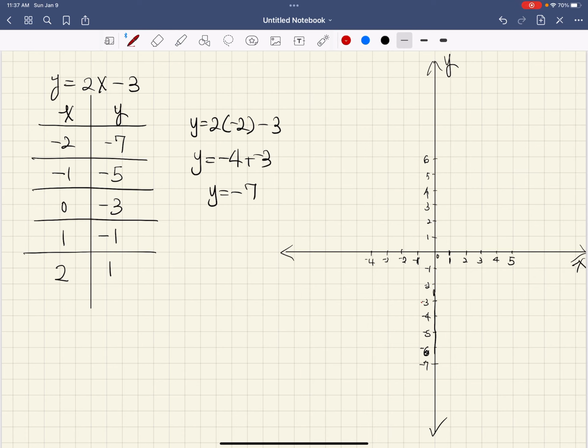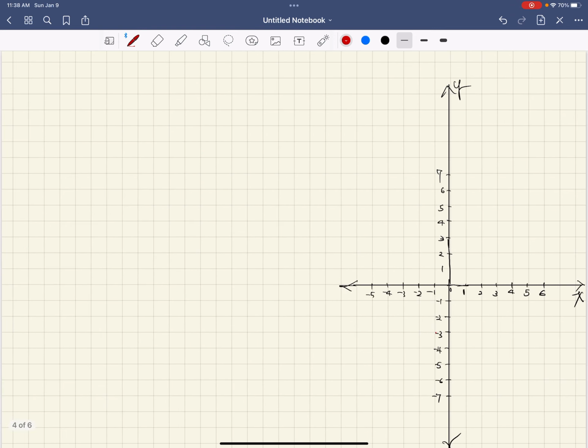And now find the points. First, (-2, -7), (-1, -5), (0, -3), (1, -1), and (2, 1). Now, connect the points. It makes a straight line. So y is equal to 2x minus 3 is linear. Now, try a few more.